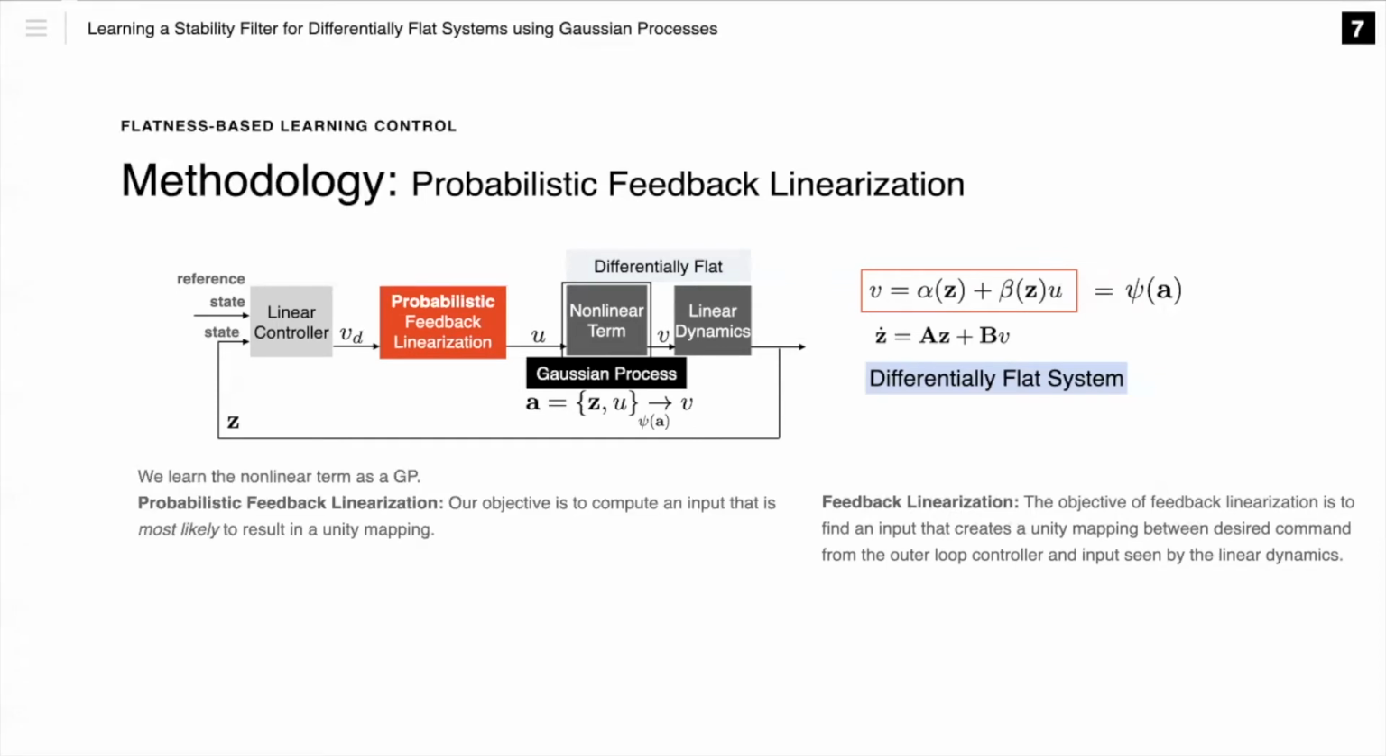We learn the nonlinear term as a Gaussian process. And then in probabilistic feedback linearization, our objective is to compute an input that is most likely to result in a unity mapping. One way to do this is to find the input U that minimizes the expected value of the distance between the input V seen by the linear dynamics and the desired input from the linear controller.